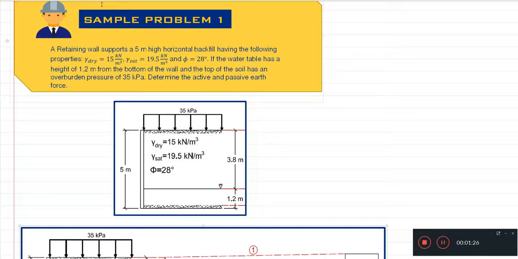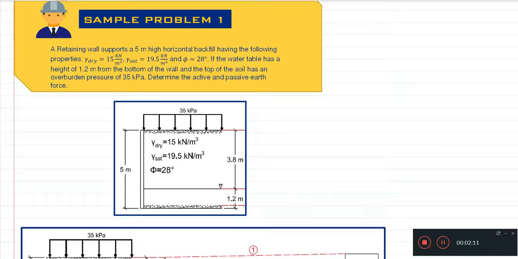So, sabi doon, meron ka daw gamma dry na 15 at gamma saturated na 19.5. So, ibig sabihin, meron ditong part na involving soil mechanics. So, may mga problems at times na kailangan mong i-determine what is gamma dry, ano yung gamma saturated, ano yung buoyant unit weight, ano yung moist unit weight. So, yun yung mga conditions na yun. Then, may times na pwede rin nating i-partner to dun sa previous topic natin on the shear strength of soil kasi involved si cohesion dito at involved si angle of internal friction.